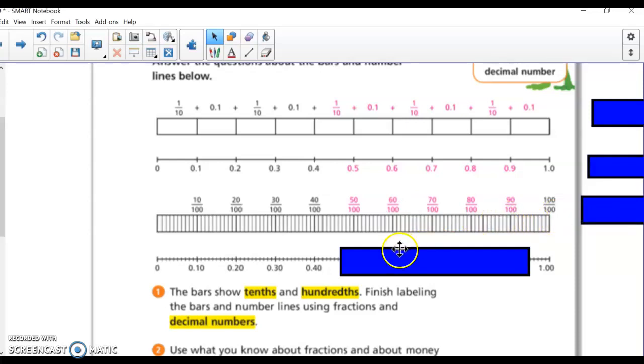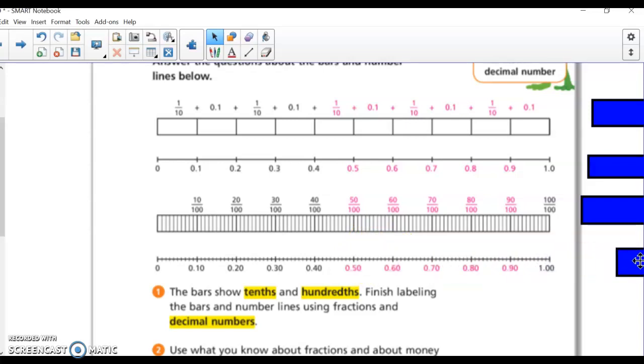And when I say write 50 hundredths, you'd have to ask me, do you want it as a fraction or a decimal? Because they sound exactly the same. 50 hundredths is 50 hundredths. 60 hundredths is 60 hundredths. All the way to 1 whole or 100 hundredths.